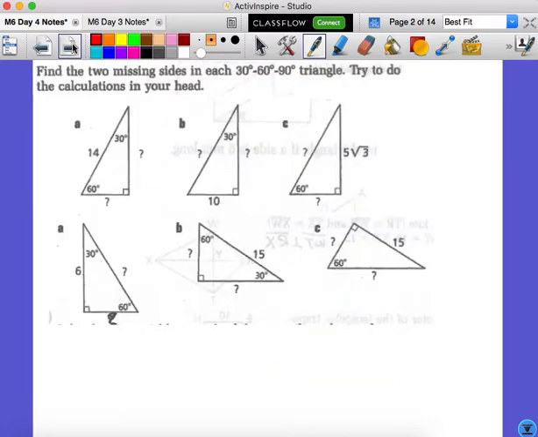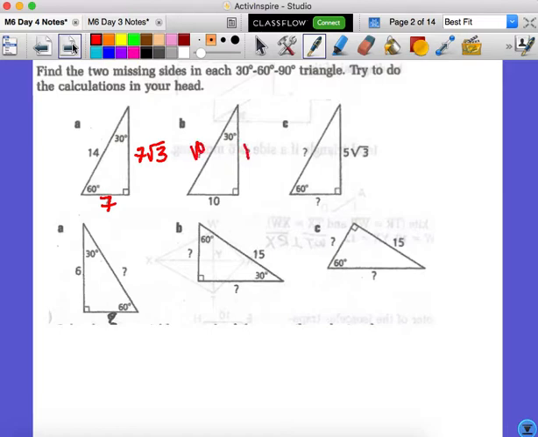Here's a couple of other practice problems with those special right triangles. Again, you may want to pause the video here and retry these. For sake of time, I'm just going to write the answers on the board so that we can get into those trig problems. So this would be 7 and 7 square roots of 3.